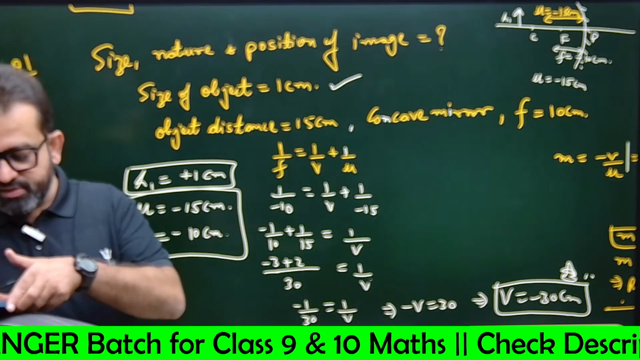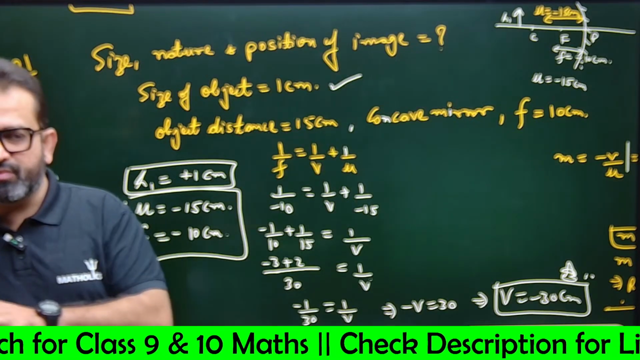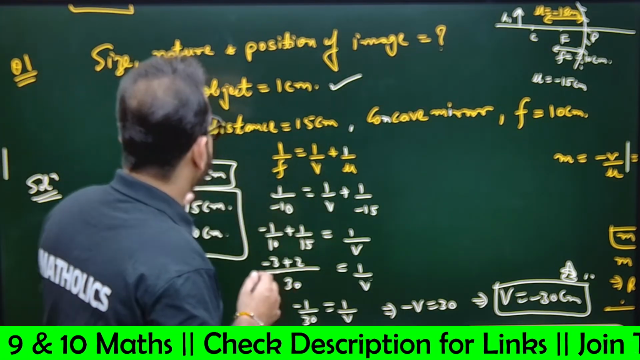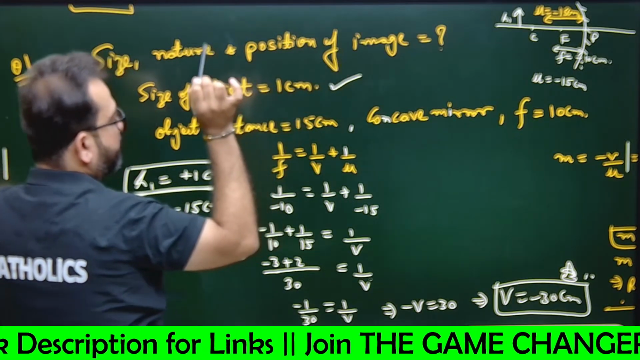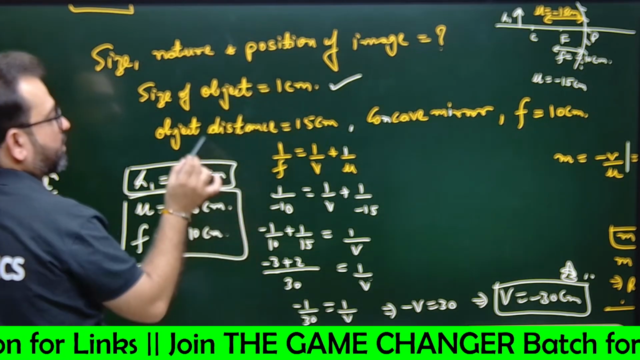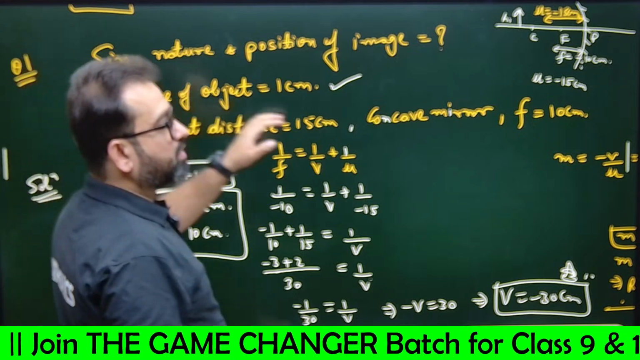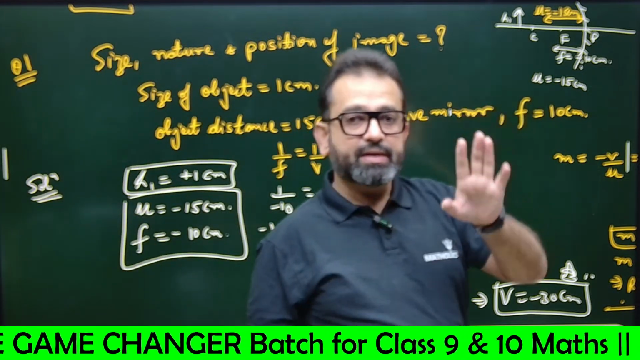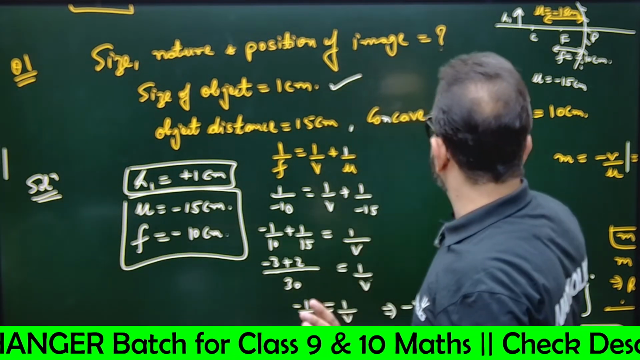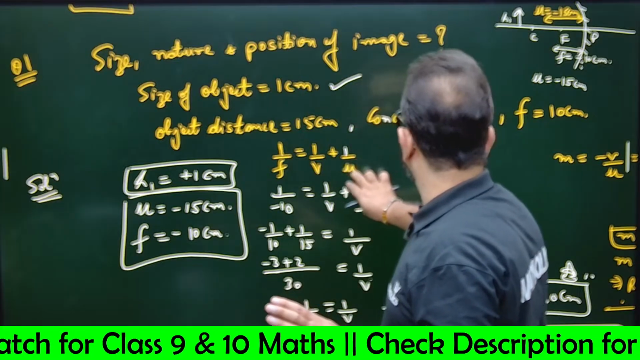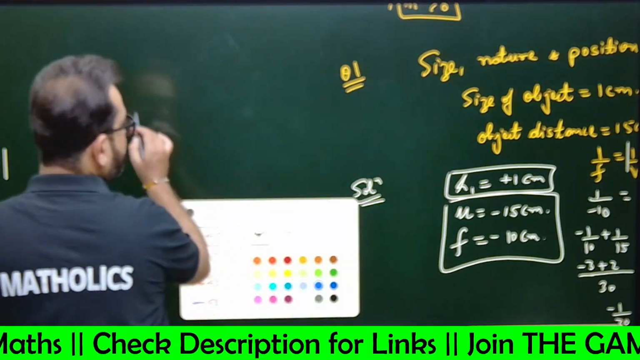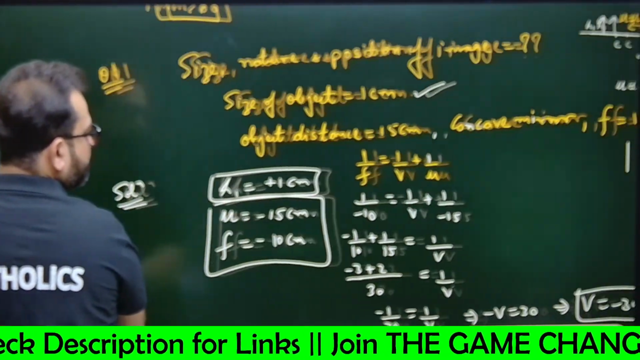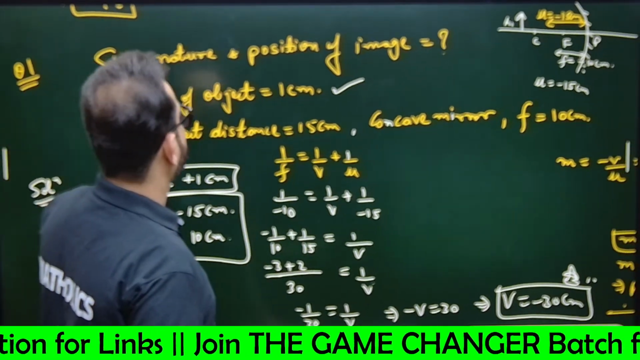We'll be giving more questions also, but first solve these 2, 3 questions. The question is, we have to find the size, nature and position of the image when the size of the object is 1 centimeter and the object distance is 15 centimeter for a concave mirror of focal length 10 centimeter. Now f is given as 10 centimeters. We'll narrate it, don't worry.